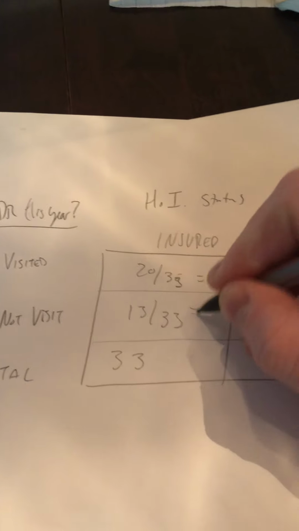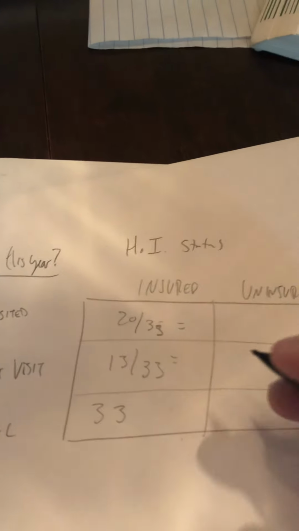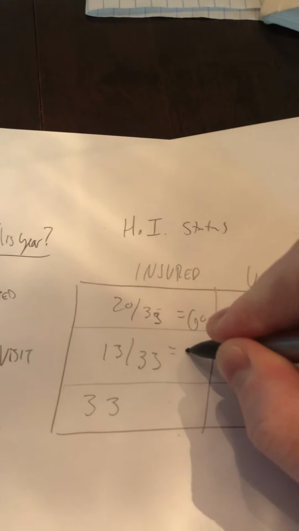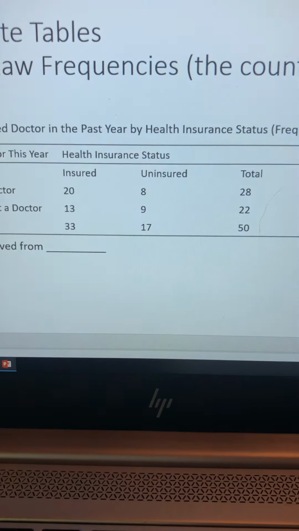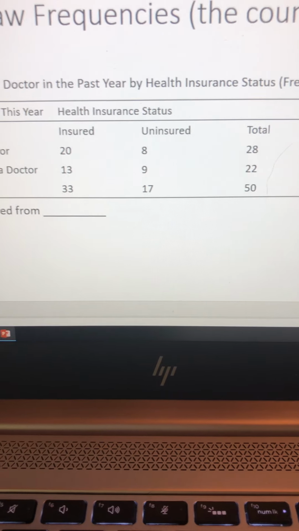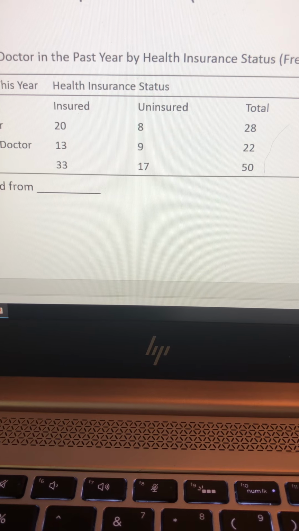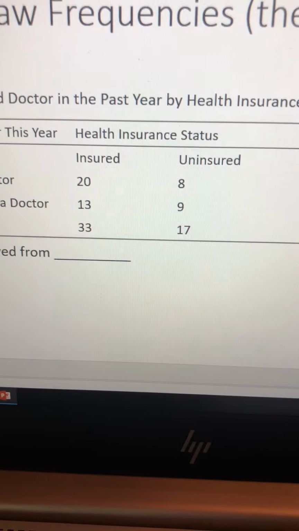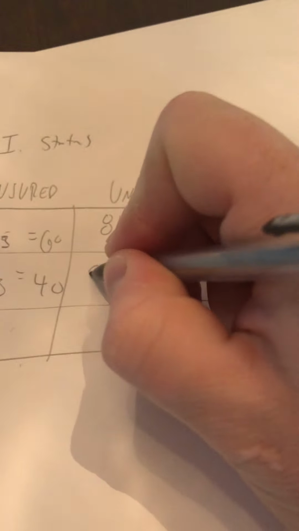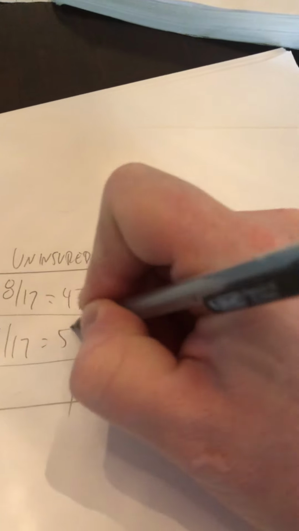Okay? So it's relatively simple. You just divide 20 by 33, and then you divide 13 by 33, and you get about 60%, close to about 40% there. You're going to do the same thing here. Of the uninsured people, how many people visited a doctor? Well, that's 8 of the 17. So we have 17 uninsured folks, 8 of them visited, 9 didn't. We set that up the same way, and you get about 47% and about 53%.